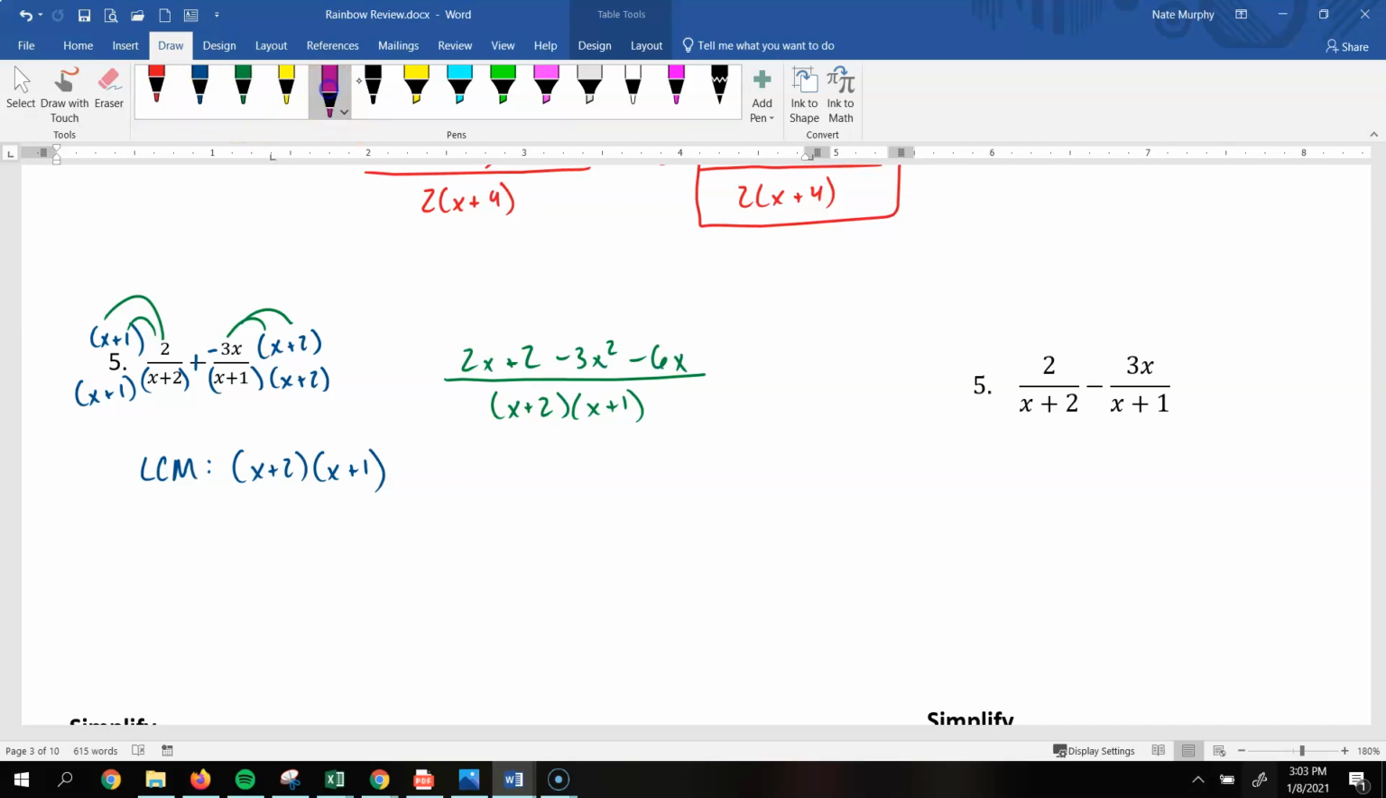All right, next step, I'm going to look to see what we have in the numerator as far as combining like terms. So I'm going to start with a negative 3x squared. And then we have a negative 6x and a 2x, so that's going to be minus 4x plus 2 in our numerator. The denominator is going to be x plus 2 times x plus 1. And there you go. That's how you do the second one on the back page.